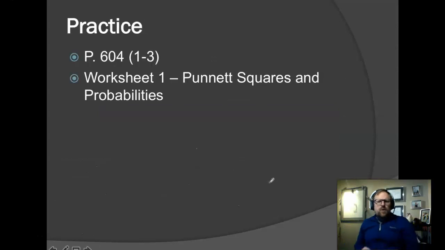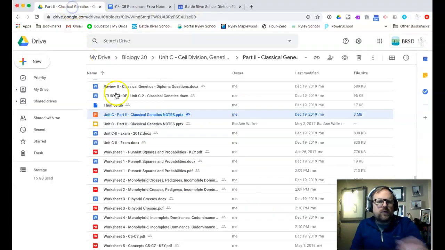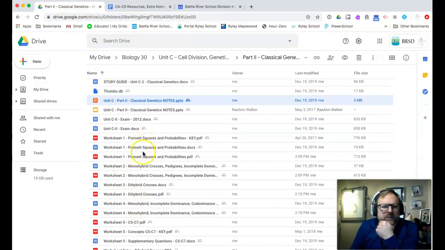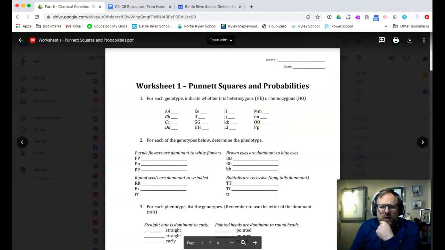So at this point might be a good opportunity for you, if you'd like to, if you're done listening to me for a bit, hit pause and have a look at page 604 of your textbook, or better yet, jump into the worksheet Punnett squares and probabilities. And I'm just going to call that up right now for you and show you what that worksheet looks like, so you can get a sense to what it entails.